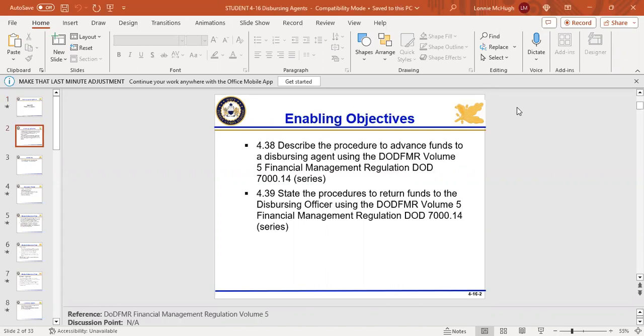Our enabling objectives for this evening are to describe the procedure to advance funds to a dispersing agent and state the procedures to return funds to the dispersing officer. So the enabling objectives are focusing on how we advance funds to an agent and how the agent returns those funds to the dispersing office. Before we get into that, though, we're going to have to go through what an agent is.